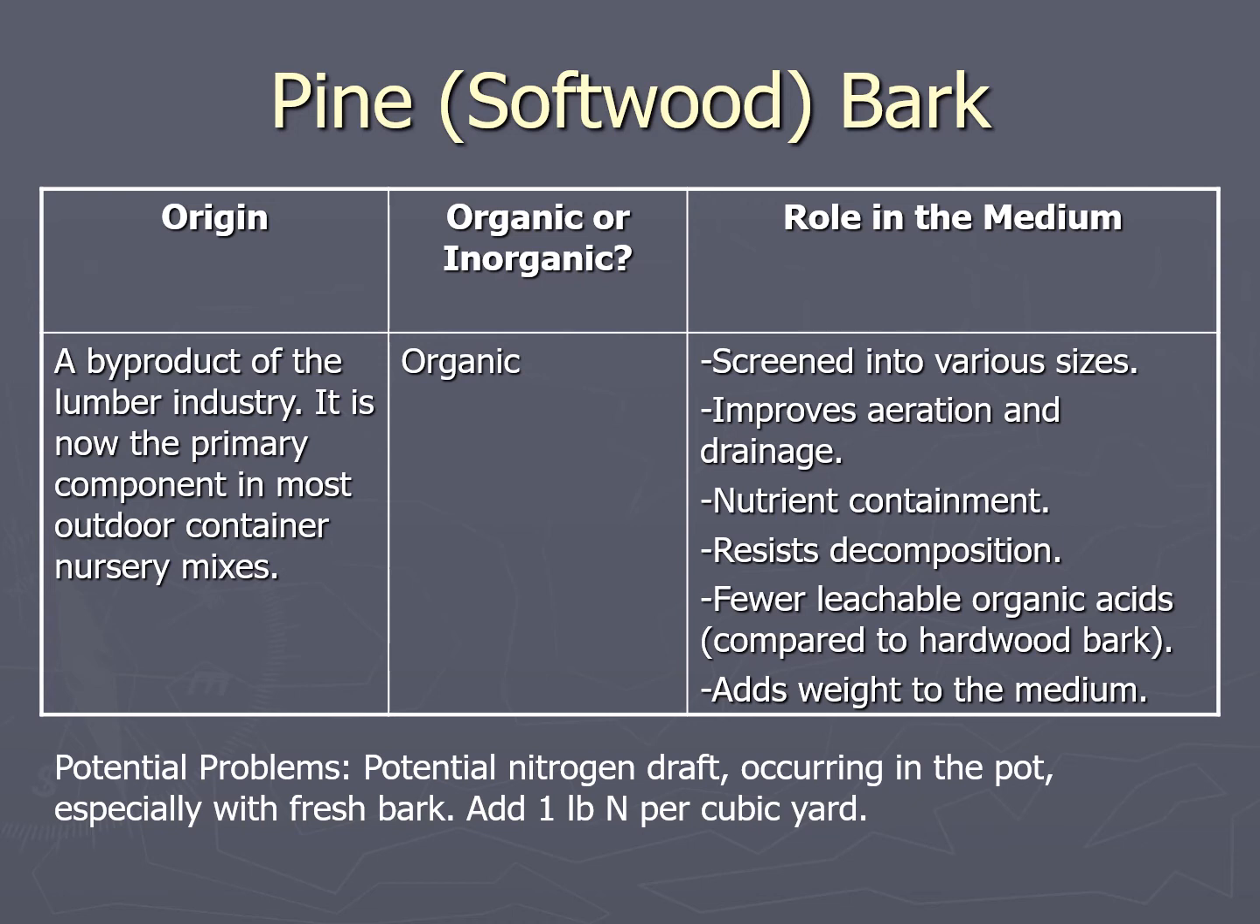So the solution to this when you're using fresh bark is to add 1 pound of nitrogen per cubic yard of growing medium. That will provide enough nitrogen for both the plant that's growing in the container and for any microorganisms that are trying to break down the container components.